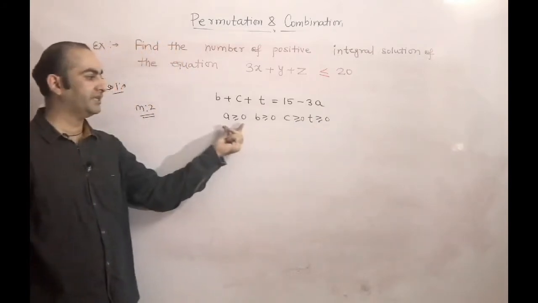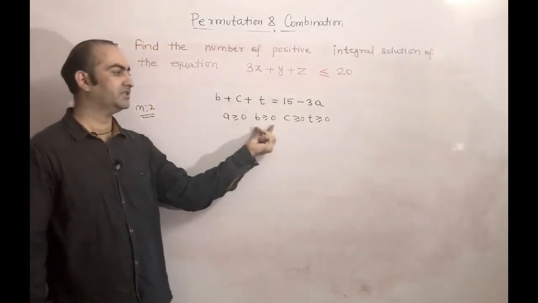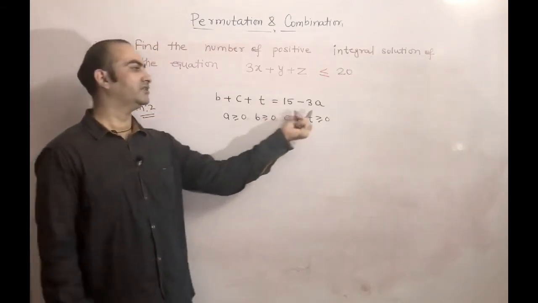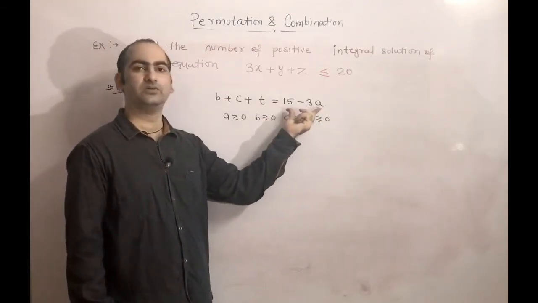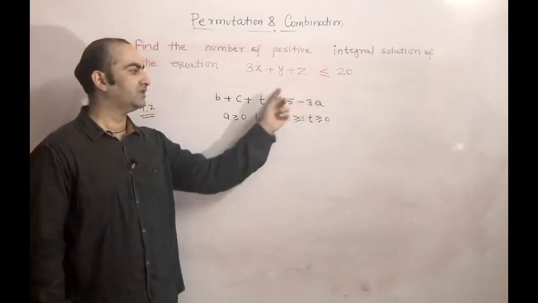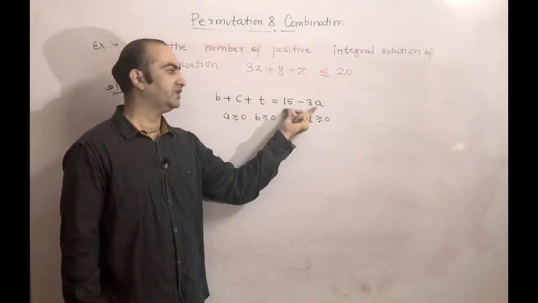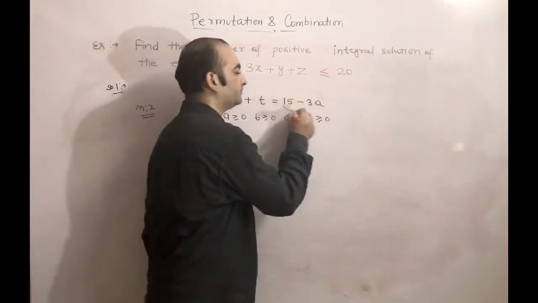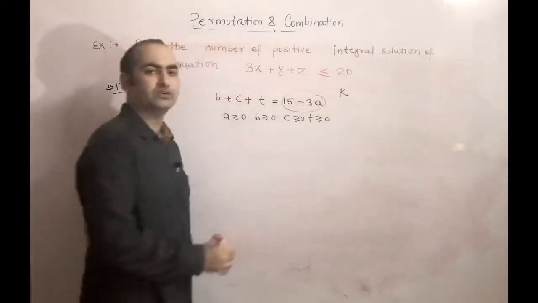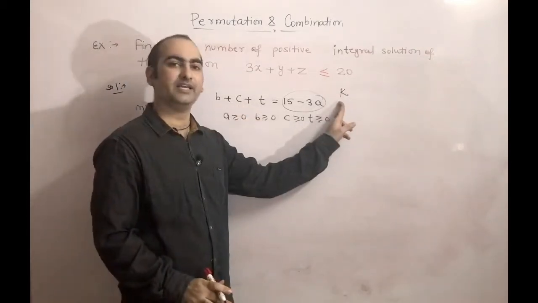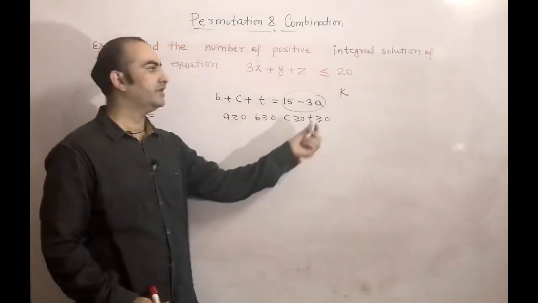Okay, if you see here, A is an integer. B is also an integer, C is also an integer, T is also an integer. So A is an integer, then 3A is also an integer, so 15 minus 3A is also an integer. So this side is an integer, and B plus C plus T equals some integer. Suppose this integer is some K. Okay, so we want B plus C plus T equal to some K, and K is an integer.